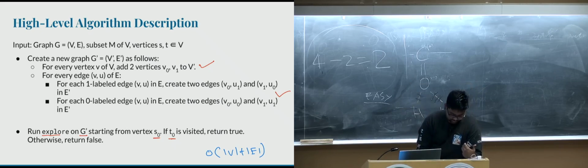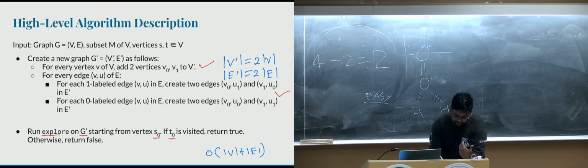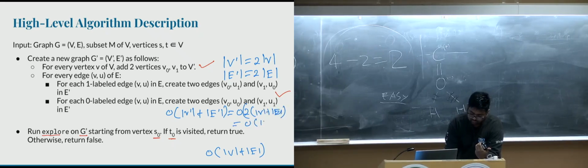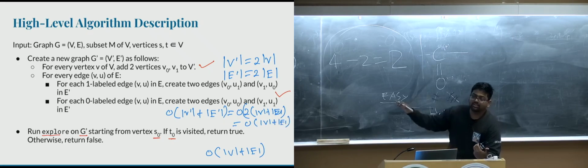So here you see that we are making 2 copies of each vertex. So it will be 2 times V, right? Similarly, this will be 2 times E, right? And the creation will be O of V prime plus E prime, which is nothing but O of V plus E. So this is the time it takes to just create the graph.